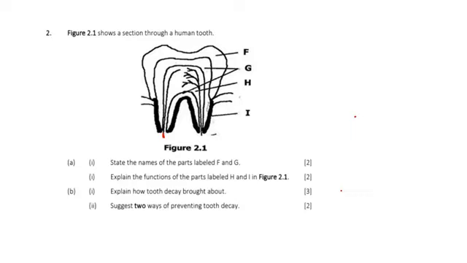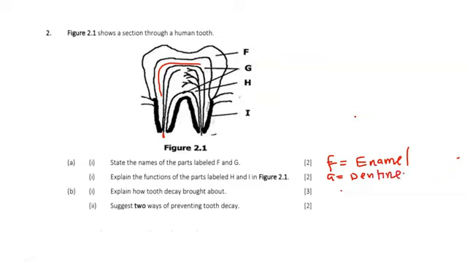So what is part F? Part F is the one that you are seeing right here, and this is the outer part of the tooth if we were to look at the structure. This is called the enamel. Then what about G? G is right here, the one that is after the enamel, and this is called the dentine. Let me just write it from here. G is dentine.